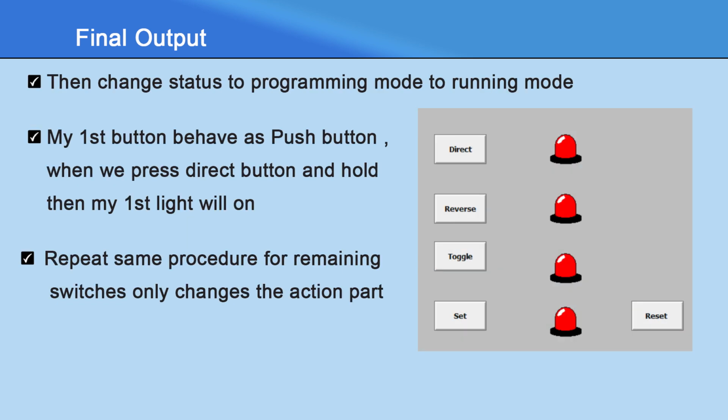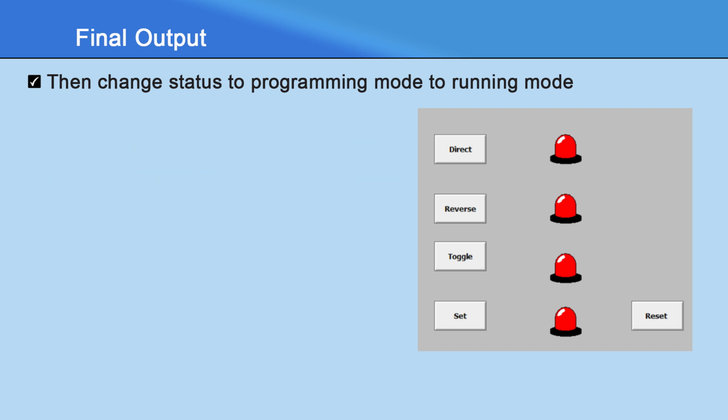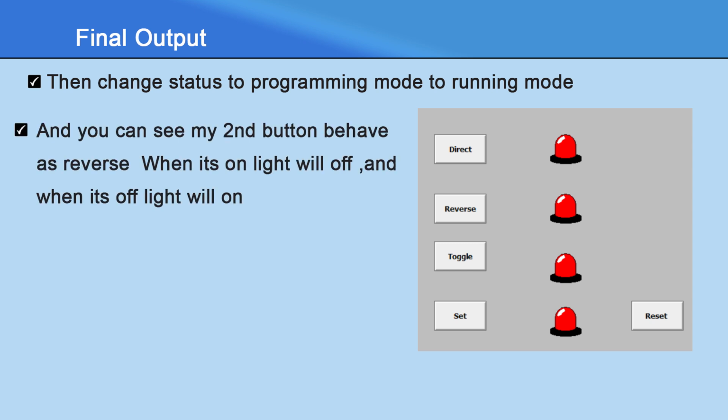So, this is the property. My first button, when you change the status from programming mode to running mode, will behave as a push button. So, when we press and hold the direct button, my first light will turn on. Got my point? When we are pressing the direct button, the light will turn on, and when you are not pressing your direct button, the light will go off. Similarly, what will happen for the reverse process? The second button behaves as a reverse.